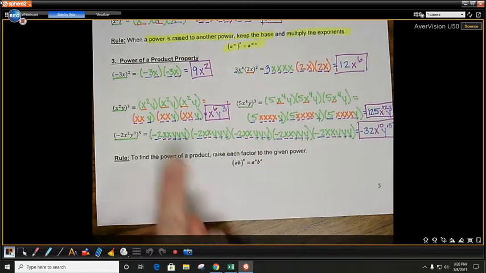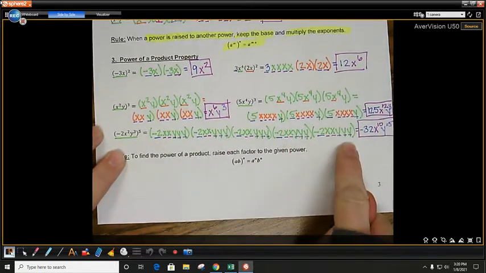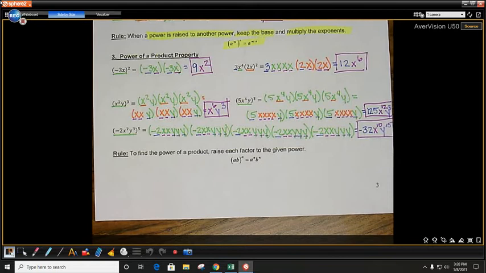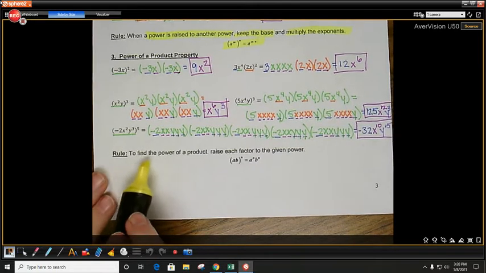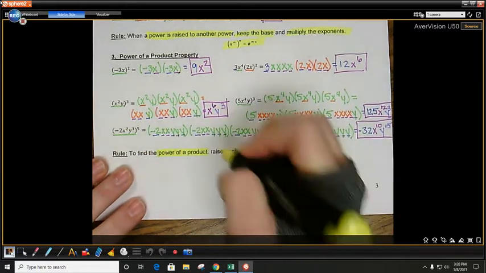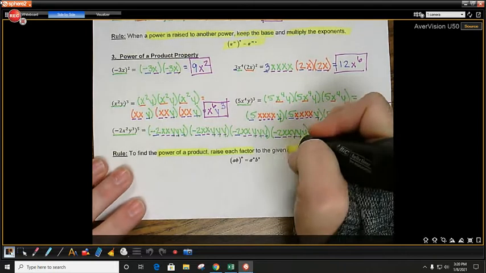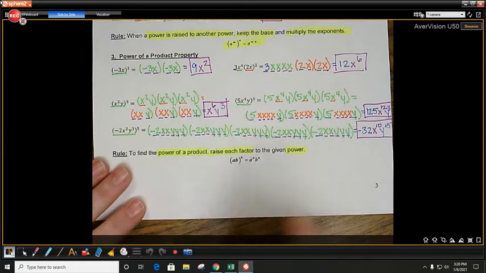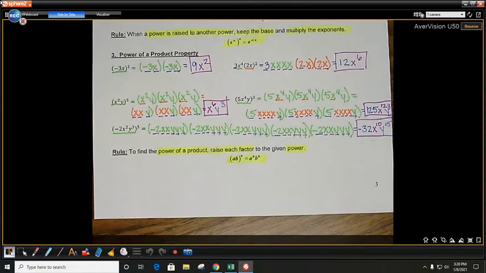So yes, some of them are really long to write out. But again, I promise you, expanding it is going to be the best way to get them correct. Okay, so the rule for this, to find the power of a product, you raise each factor to the power. So essentially what you're doing is every base in the parentheses is going to be raised to that exponent. You're kind of distributing the exponent to every base in the parentheses. Okay? So those are our multiplication exponent properties.